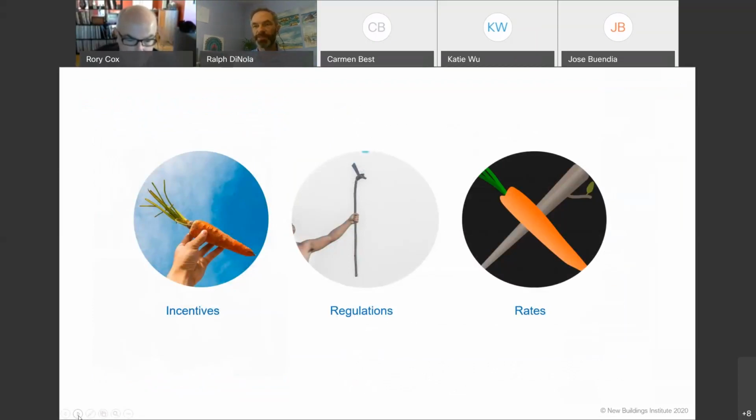Put it very simply, there are three kinds of tools in the toolbox that can be very effectively used to move these ambitions forward: incentives, regulations, and rates. And these are all, I think, the two previous presenters talked about markets, and these are the tools that we have to try and use markets as they exist and use them for market transformation.